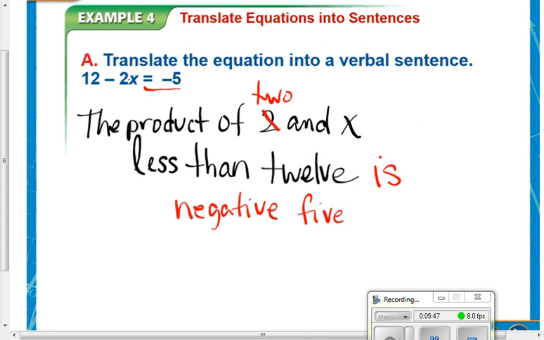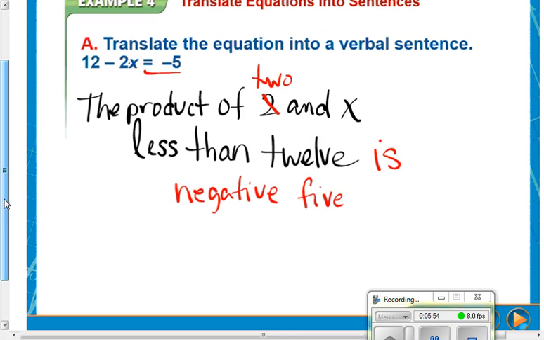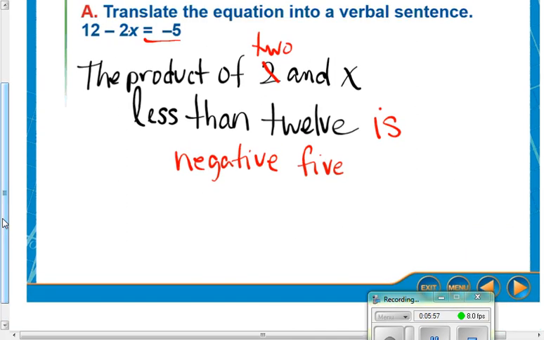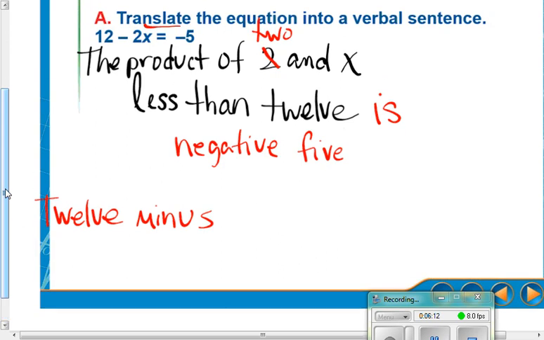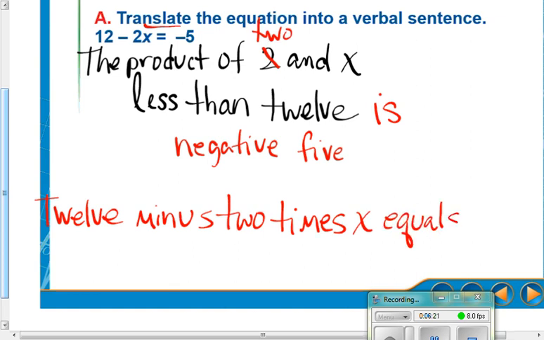Now, anytime you're dealing with subtraction, is it always necessary to flip? No. You could say something like this. You could have 12. Oh, so this is another example. 12 minus 2 times x equals negative 5. Okay. Questions?